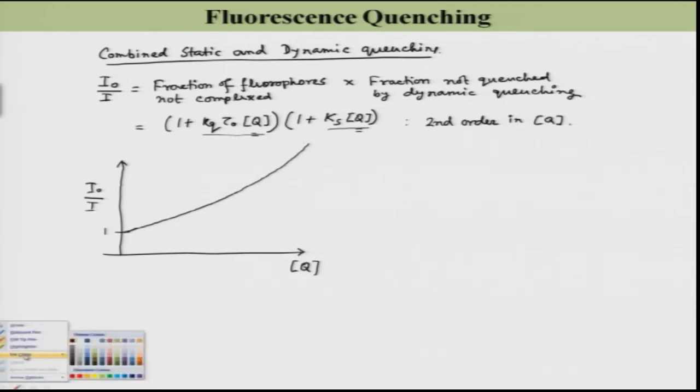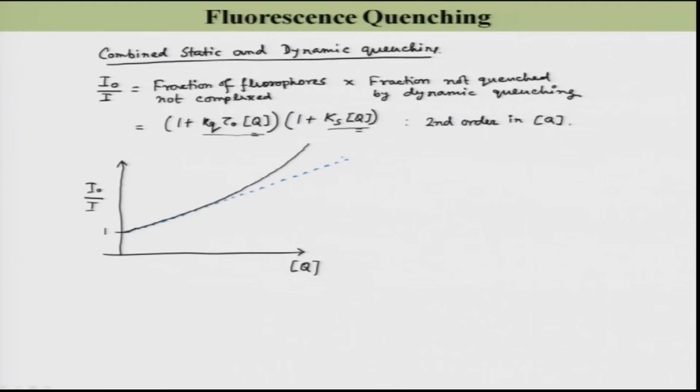Originally, if it is only static quenching or only dynamic quenching, then you know that the curve is a straight line where the slope value is equal to either Ks or Kd, depending on whether it is static quenching or dynamic quenching. So, in this case, what you can see, this curve is going upward because of the second order in Q, right? The Q square term will come over here.